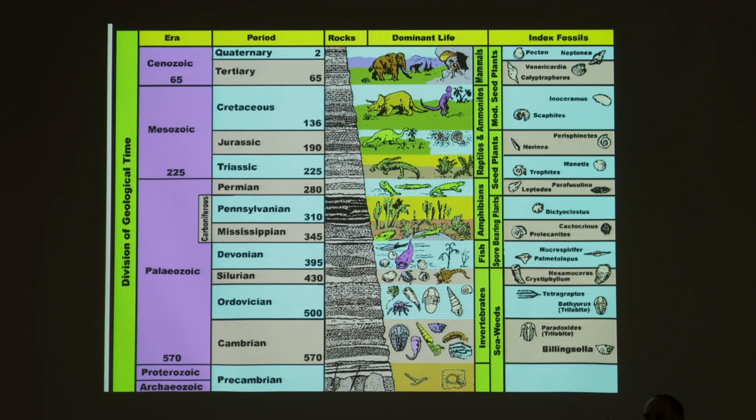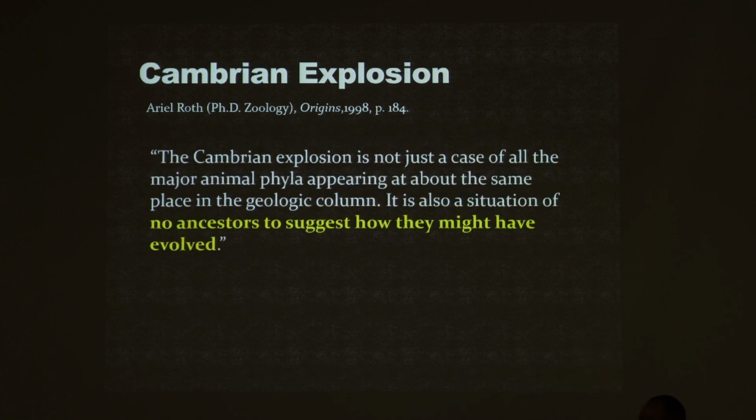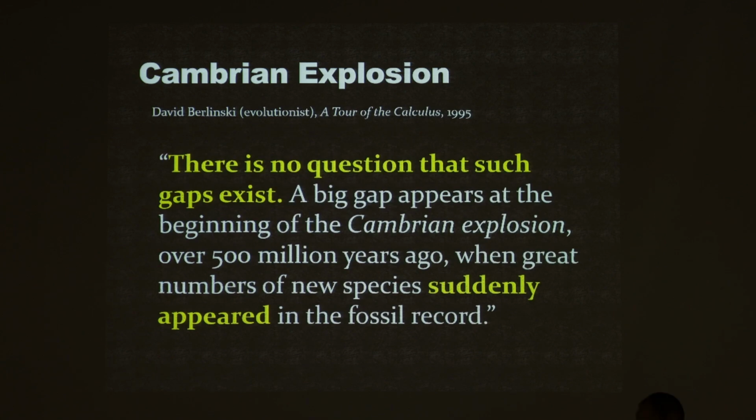And not only is there complexity in the trilobite, but there's a complexity in life in general. So many creatures that are being discovered way down below, but without connecting points. So they refer to it as the Cambrian explosion. All of a sudden, all these creatures, fully formed, come out of nowhere. Ariel Roth's PhD in zoology talks about this. The Cambrian explosion is not just a case of all the major animal phyla appearing about the same place in the geological column. It's also a situation of no ancestors to suggest how they might have evolved. Where did all these creatures come from?